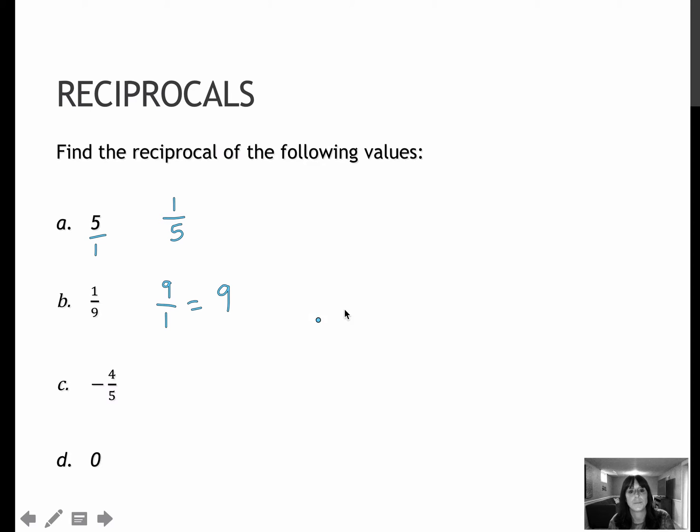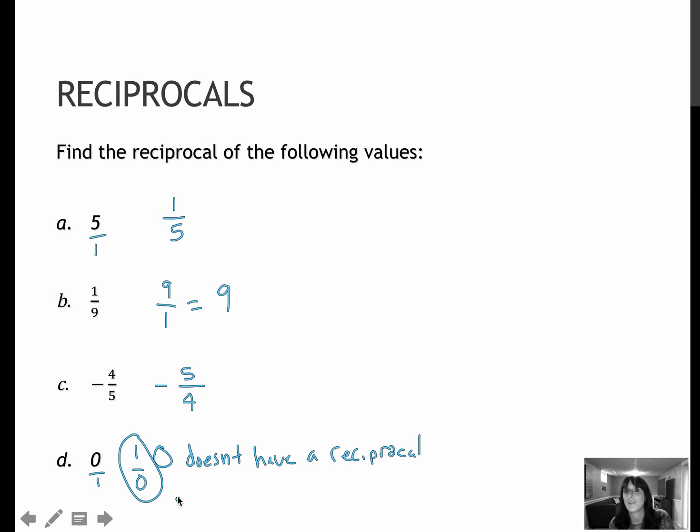just write 9. Negative 4/5, we haven't talked about a negative, but the sign won't change. I'm going to flip it to put 5 over 4, but my result is still negative. And the last tricky one here is 0, and 0 doesn't have a reciprocal. And why not? Because if I tried to flip 0 over 1 upside down, I would get 1 over 0, and we all know that I cannot divide by 0, so it does not have a reciprocal.